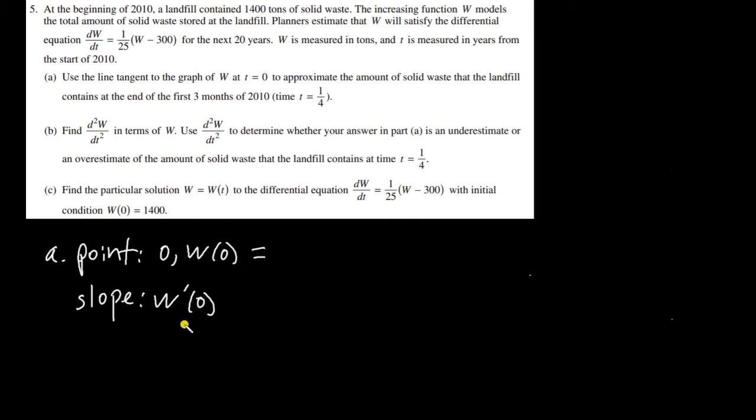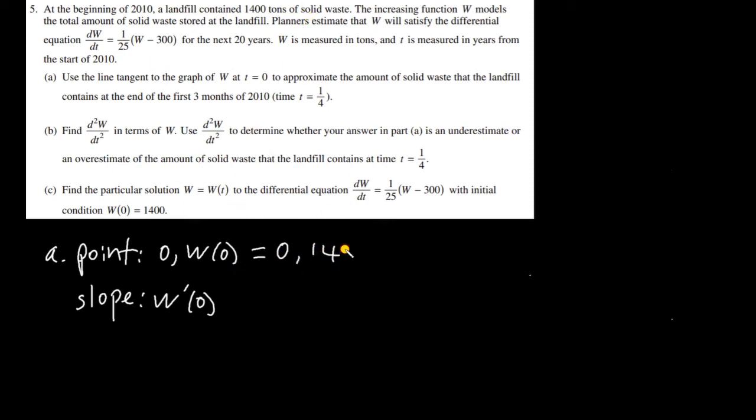Whenever we see the words tangent line, we need to write down two things: point and slope. Since we're at t equals 0, the point is going to be 0, comma, W of 0, and the slope is going to be W prime of 0. So how do we figure out W of 0 and W prime of 0? We know that at the beginning of 2010, the landfill contained 1,400 tons of waste. So that's W of 0, 1,400, because that's how much there was initially.